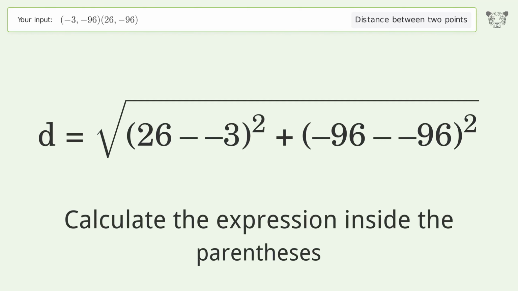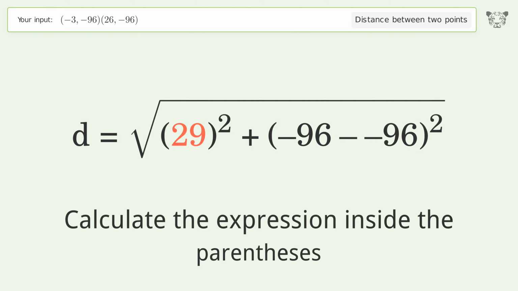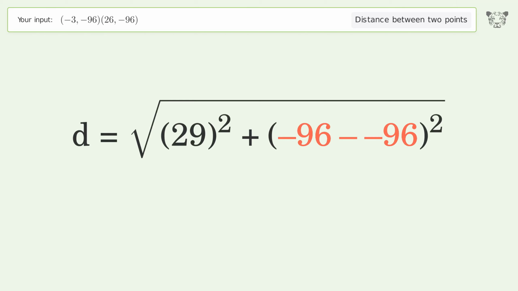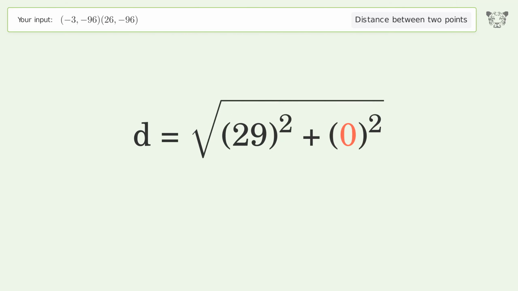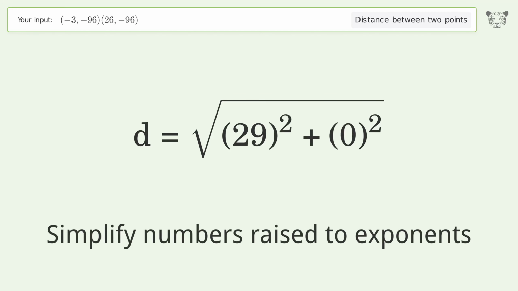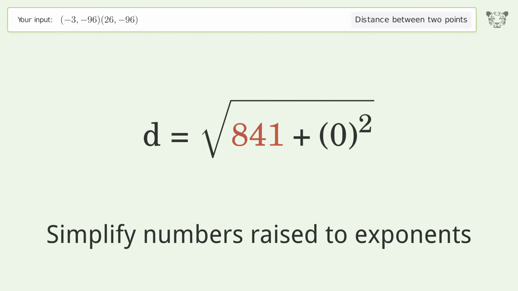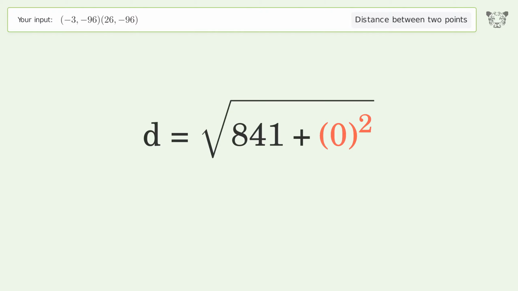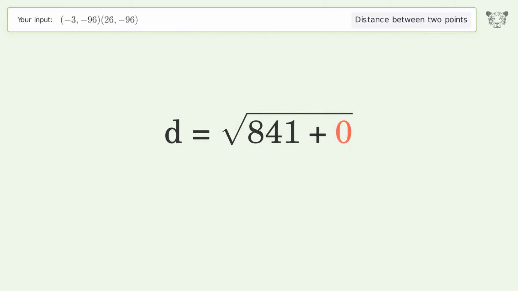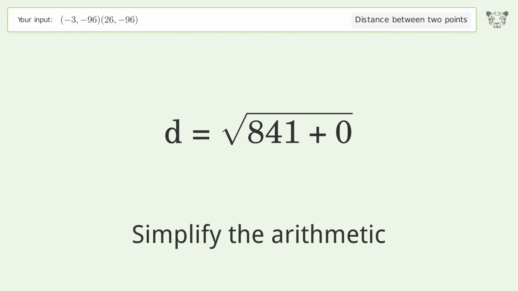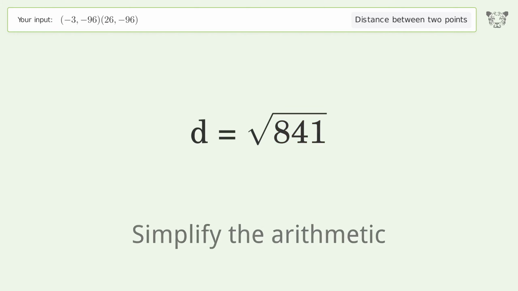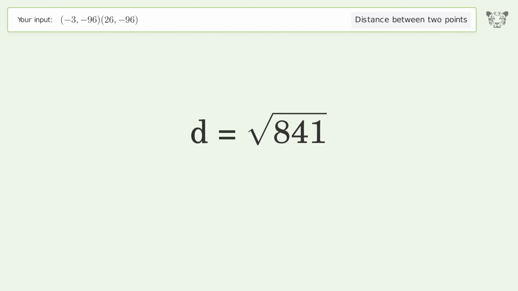Calculate the expression inside the parentheses. Simplify numbers raised to exponents. Simplify the arithmetic. And so the distance between the 2 points is the square root of 841, or 29.